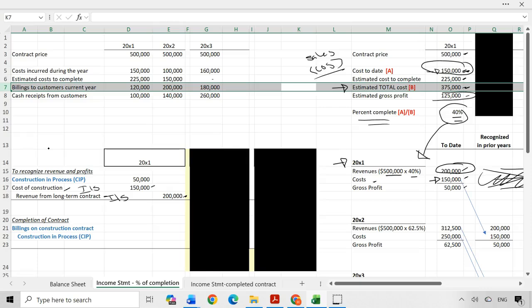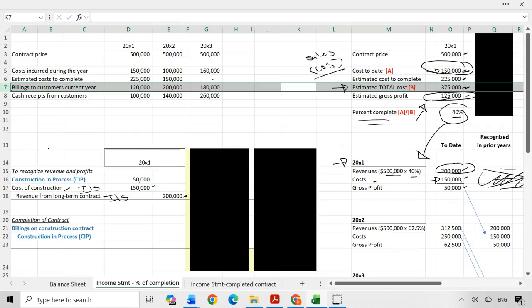That is different than this estimated gross profit that we had for $125,000 right here. This estimated gross profit is for the entire project. This right here is for the current year only. Okay, I just want to point that out so no one's confused by that.